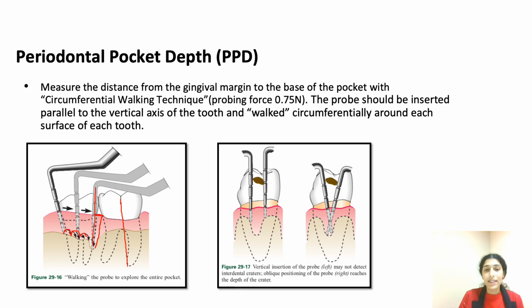So what are the 6 sites? They include mesial-buccal, mid-buccal, distal-buccal, and similarly on the other 3 sites: mid-palatal, mesial-palatal and distal-palatal. So in each tooth, 6 sites are supposed to be recorded for the pocket depth, and you have to record the deepest pocket. How will you know which is the deepest pocket? When you walk the probe in 1 millimeter increments, keeping it parallel to the long axis of the tooth, then you can evaluate it.